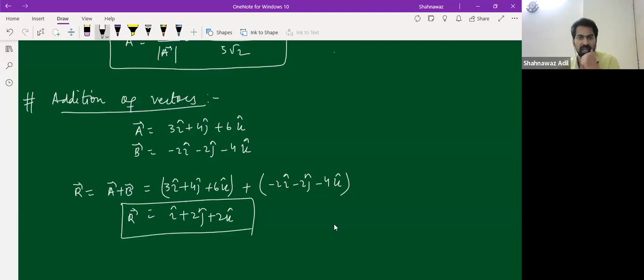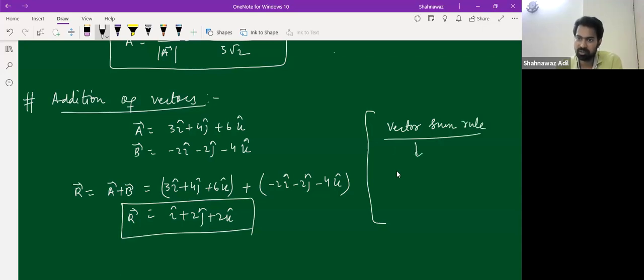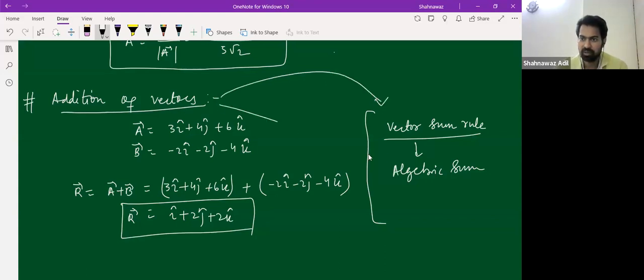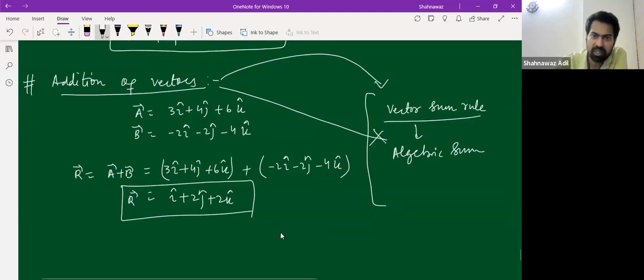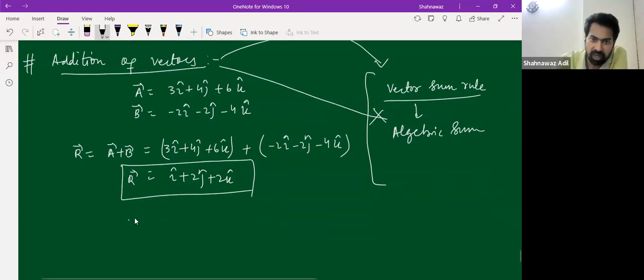Understood, guys? Yes, sir. So this addition of vectors follows the vector sum. This doesn't follow the algebraic sum. So this doesn't follow the algebraic sum. The addition of vectors follows this, not that. Okay, guys. And then you can calculate the magnitude.